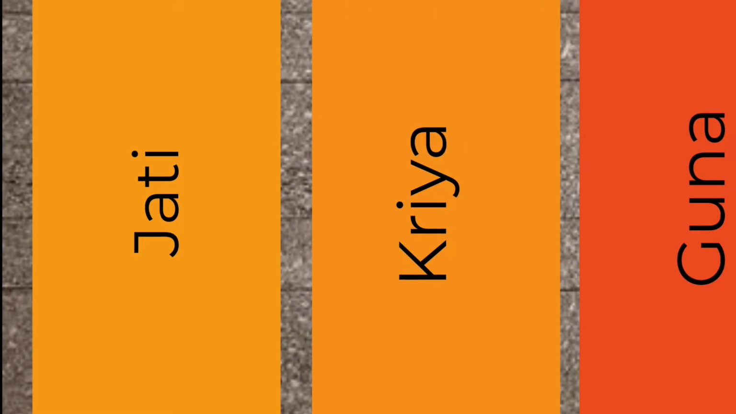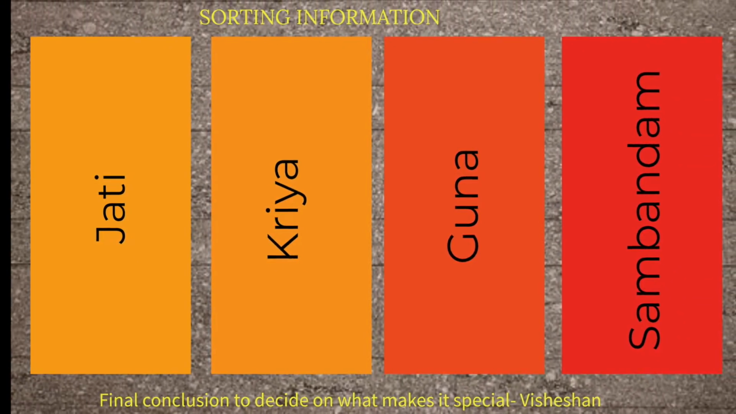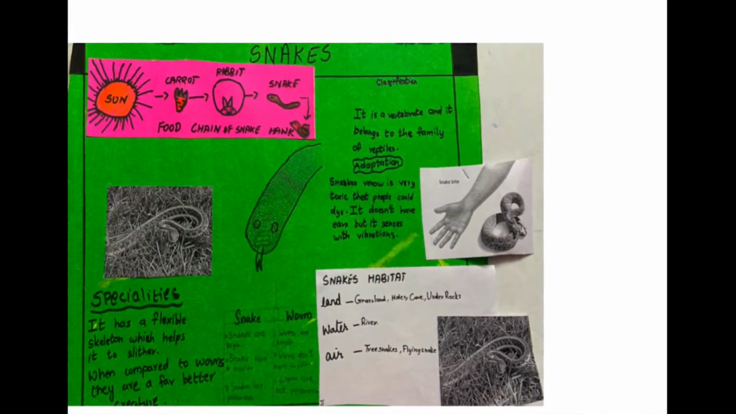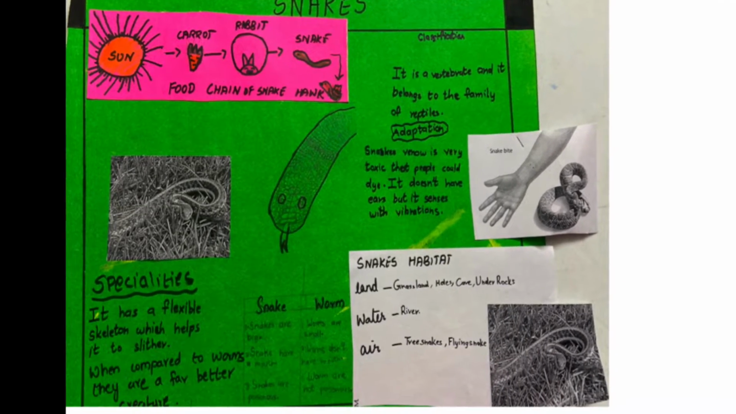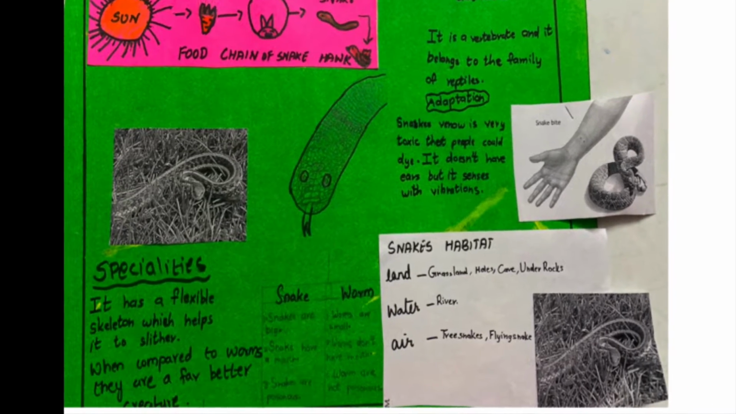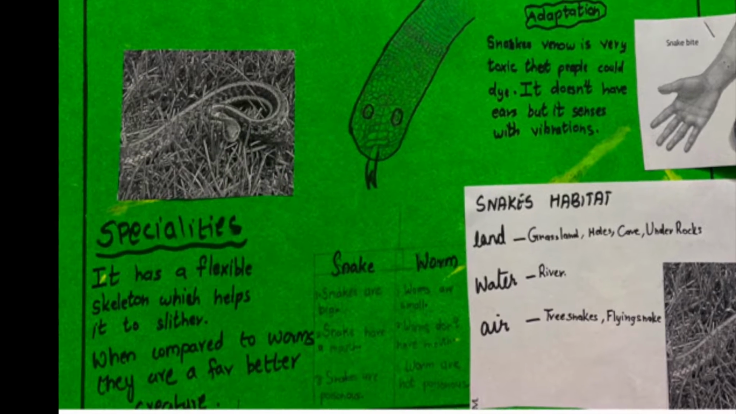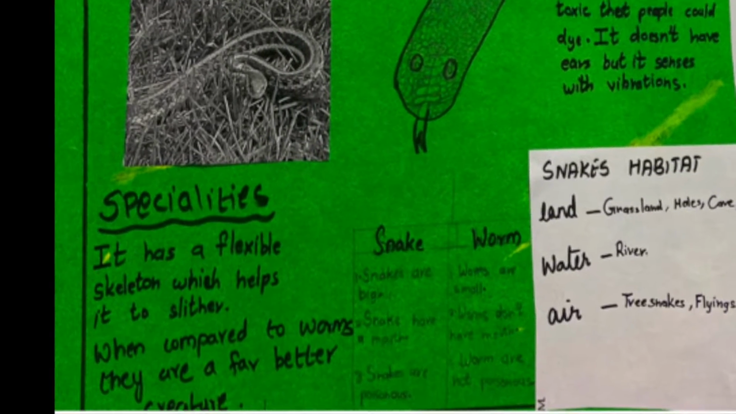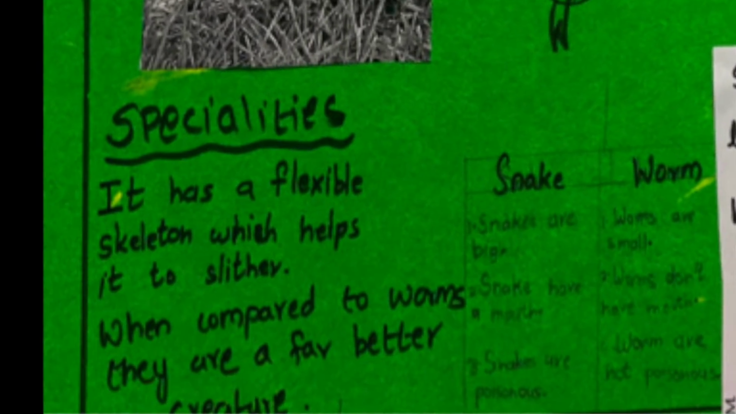Next task was to sort the information they had gathered. So I gave them the English translation for the terms Jati, Kriya, Sambandham and Guna. This is what they got. Here you see this group has sorted the information they got on the snake. They have classified the animal into vertebrate and then the reptile family. They have identified the nature of the snake as being venomous. They have differentiated the snake from the worm to highlight its speciality.